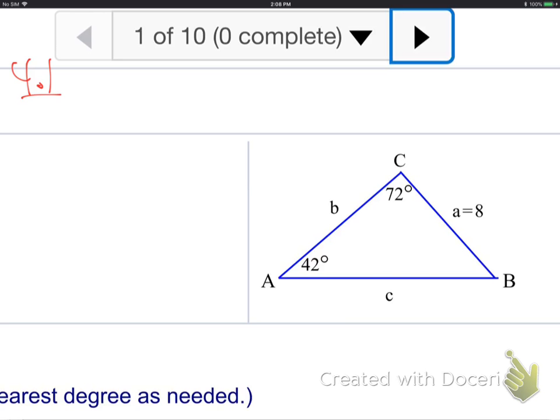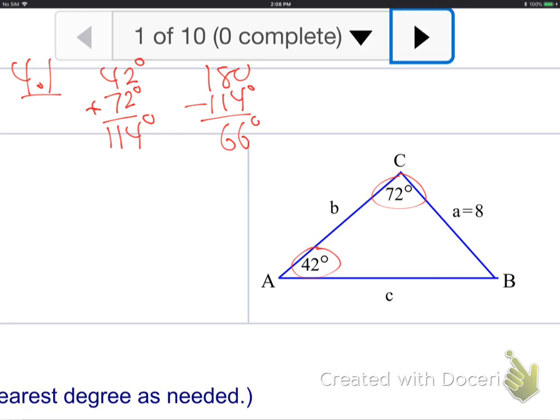So if we take the 42 and the 72, and we add them up, what is that? 114. And then subtract from 180, we're going to get 66 degrees. So that other angle must be 66 degrees. That good so far? That was easy, right? A triangle has to hold 180 degrees.